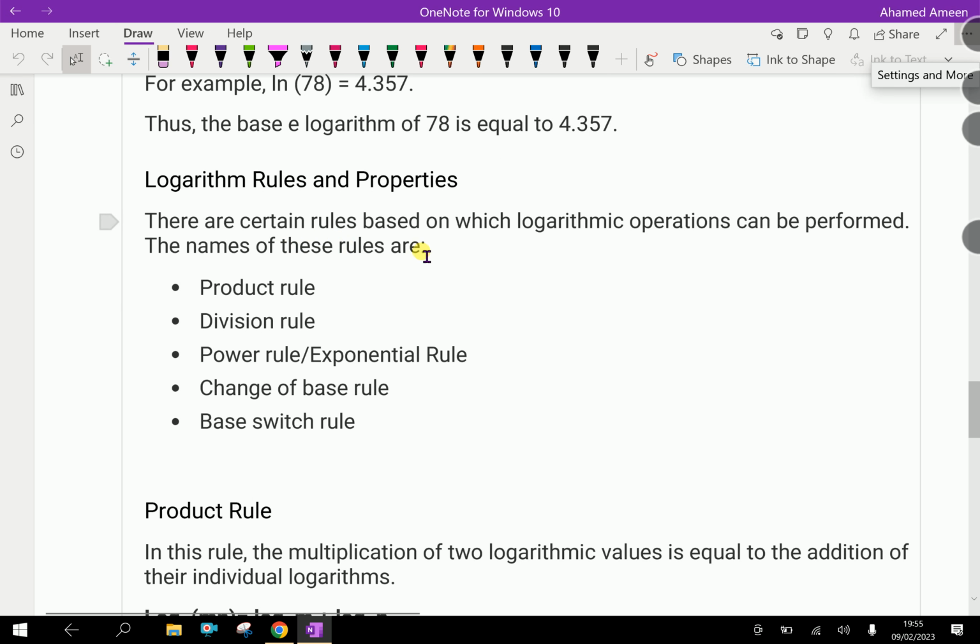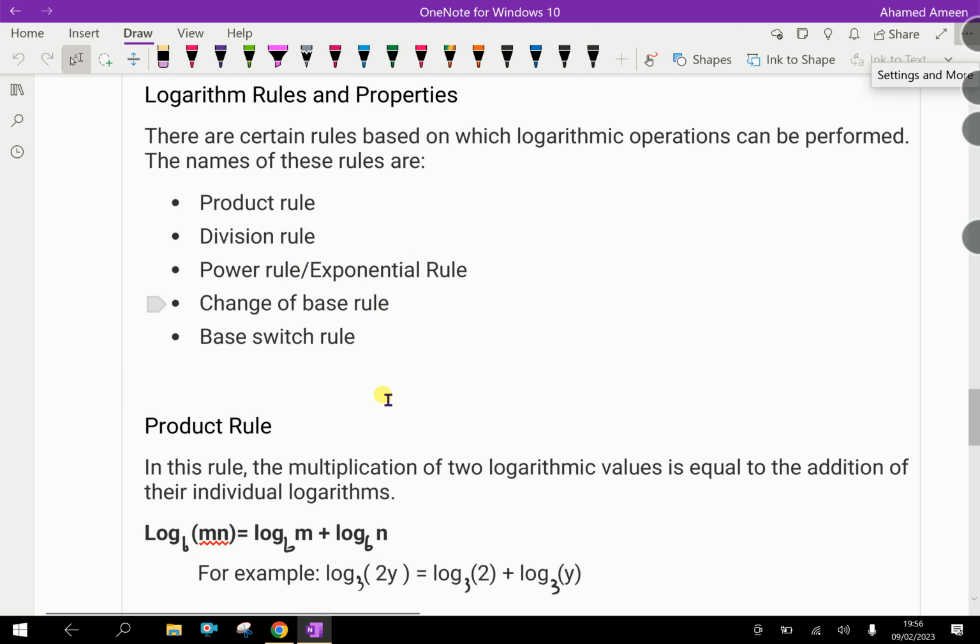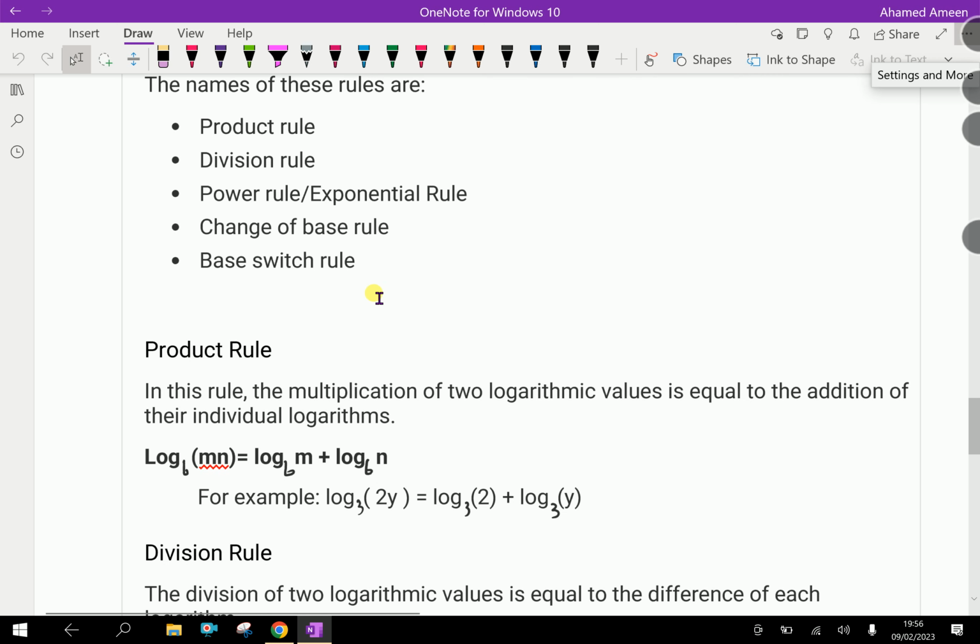Logarithms, rules and properties. There are certain rules based on which logarithmic operations can be performed. The names of these rules are product rule, division rule, power rule or exponents rule, change of base rule and base switch rule.